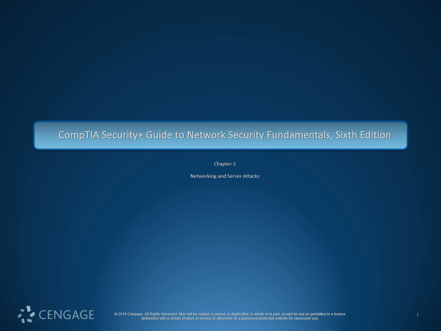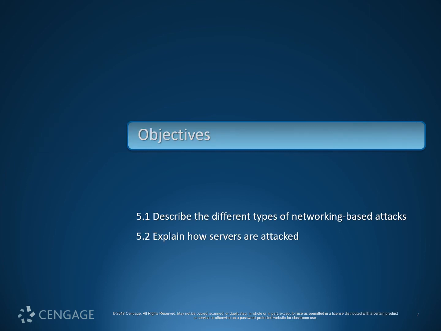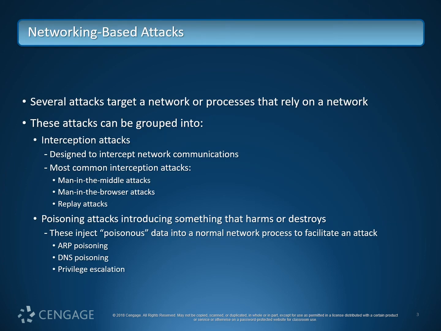Mr. Arnke back with you today on Chapter 5, Networking and Server Attacks. So let's get started. We're going to talk about how different types of networking-based attacks are carried out and how servers are attacked. Now, first things first, let's talk about networking-based attacks. This is where we have several attacks that we can group in that will involve either targeting a network directly or processes that rely on that network.